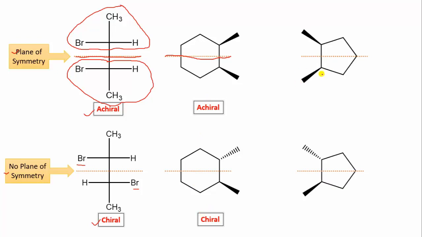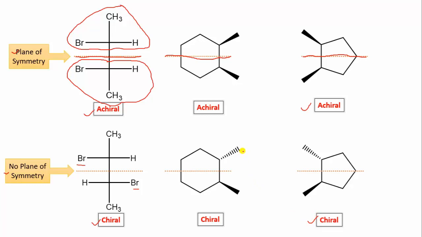In this disubstituted cyclopropane, both groups are above the plane, and in another example, one group is below the plane and another group is above the plane. So it has a plane of symmetry in the middle. One part is a mirror image of the other part. So one is achiral and another is chiral.